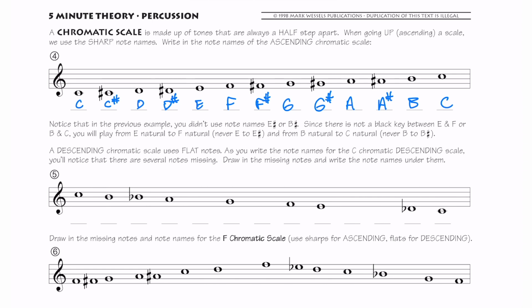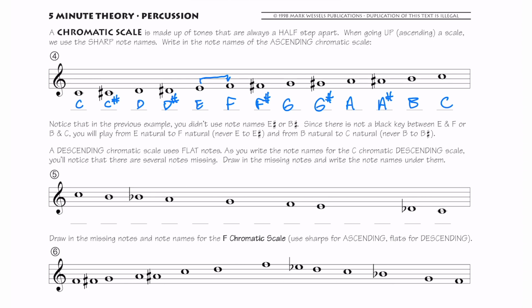Now, if you notice in that example, you didn't use the note name E sharp. So when I went from E to F, okay, that is already a half step, so I didn't need to say E sharp F, because that would be an inharmonic tone, okay? So there's not a black key between E and F, so I just use the very next key. All right, that's pretty simple.